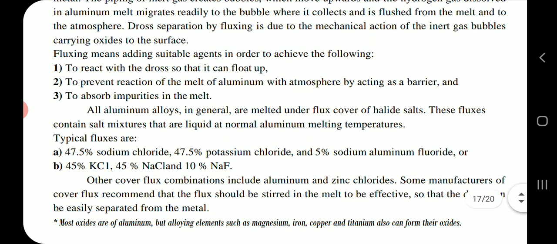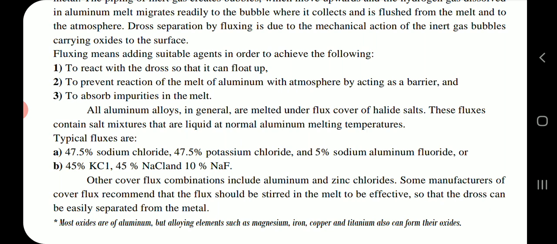All aluminium alloys in general are melted under flux cover of halide salts. These fluxes contain salt mixtures that are liquid at normal aluminum melting temperatures. Typical fluxes are A, 47.5% sodium chloride, 47.5% potassium chloride, and 5% sodium aluminum fluoride, or B, 45% calcium chloride, 45% sodium chloride, and 10% sodium fluoride.